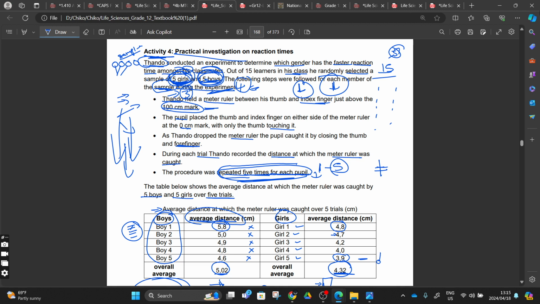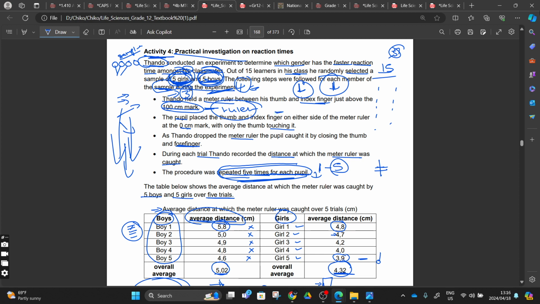It can be a ruler, right? Can be this ruler. Use one ruler. Don't use many rulers, right? That's one of the 2 factors that you can keep constant. Use one ruler.